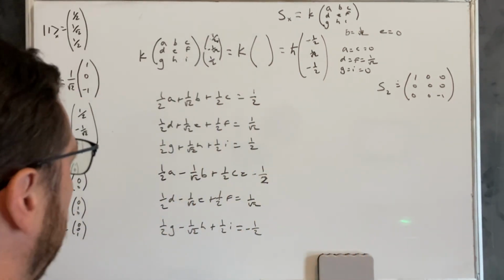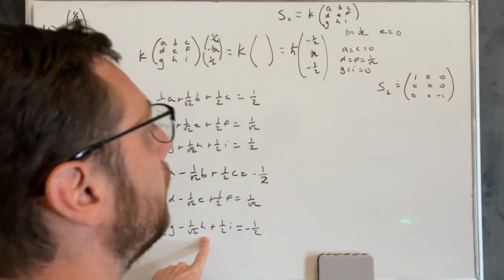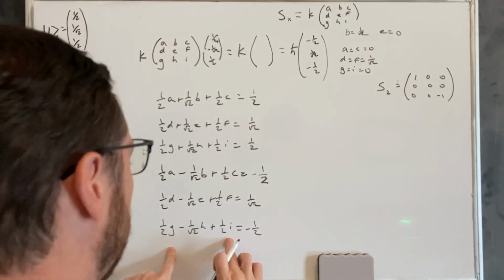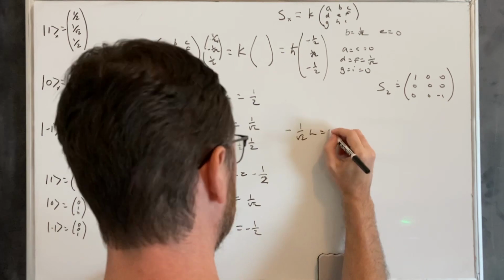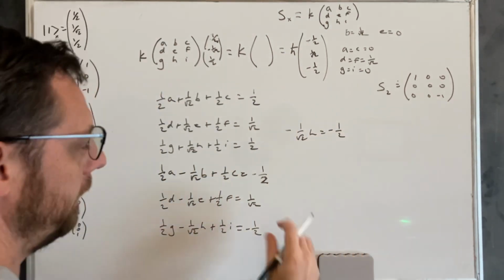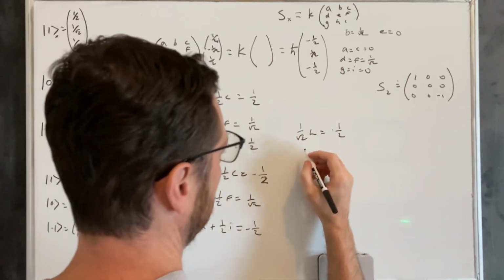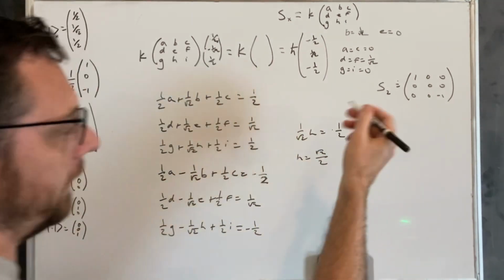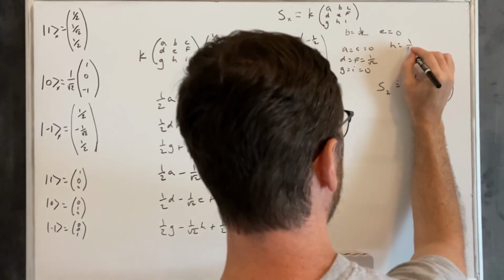All right, and then H, I think, is the only one we have left now. So G and I are both 0. So we're left with negative 1 over root 2 H equals negative 1/2. Negatives will cancel out. And then multiply across by root 2. So H is equal to root 2 over 2, which we already said is the same thing as 1 over root 2. So H is equal to 1 over root 2.